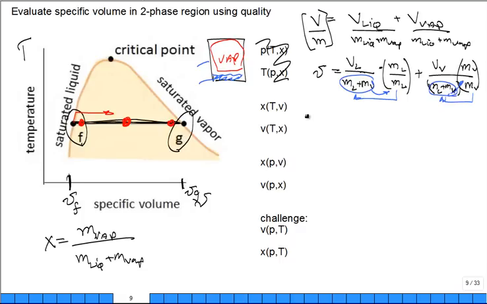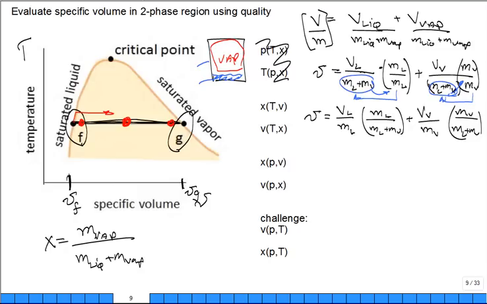And so I'll have the specific volume of my mixture is equal to the volume of the liquid divided by the mass of the liquid, times mass liquid divided by mass liquid plus mass vapor, plus volume of the vapor divided by the mass of the vapor, times mass vapor divided by mass liquid plus mass vapor. Do all those steps make sense? And guess what this one is? Specific volume of my saturated liquid. We have a symbol for that, V sub F. What is this one equal to? The specific volume of my saturated vapor, which is V sub G as a symbol.